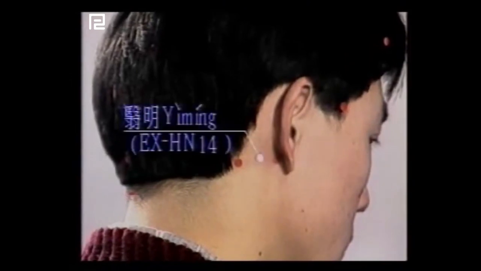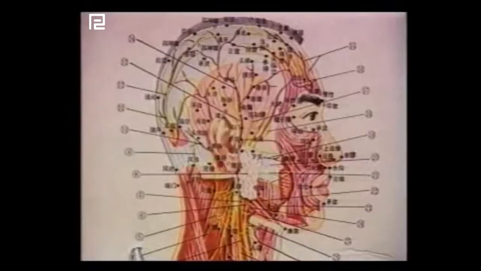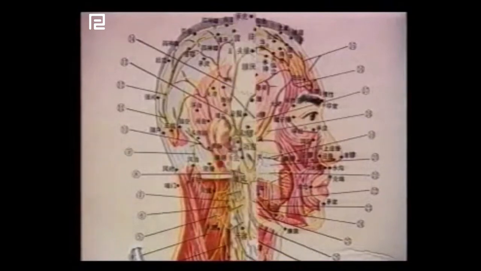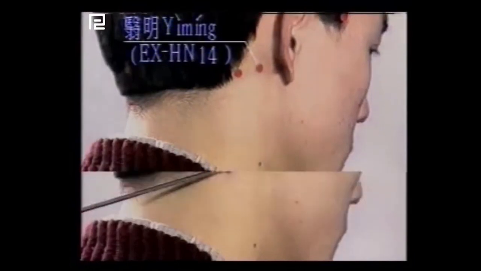Yiming. Location: on the nape of the neck, 1 cun posterior to the Yi Feng. Indication: headache, dizziness and vertigo, tinnitus, insomnia, psychosis, optic atrophy, early stages of cataracts, myopia in teenagers. Methods: puncture 0.5 to 1 cun.